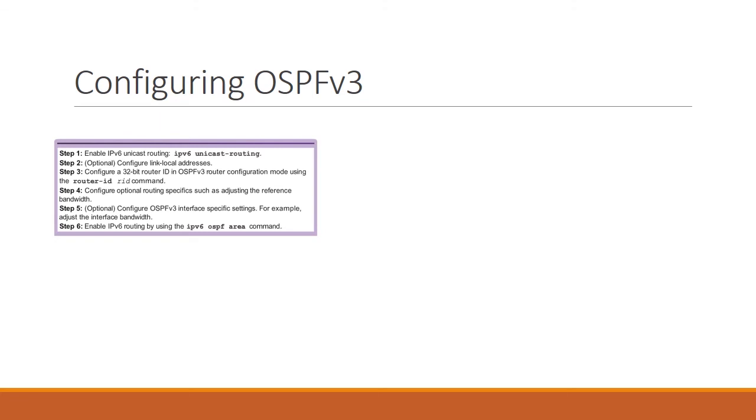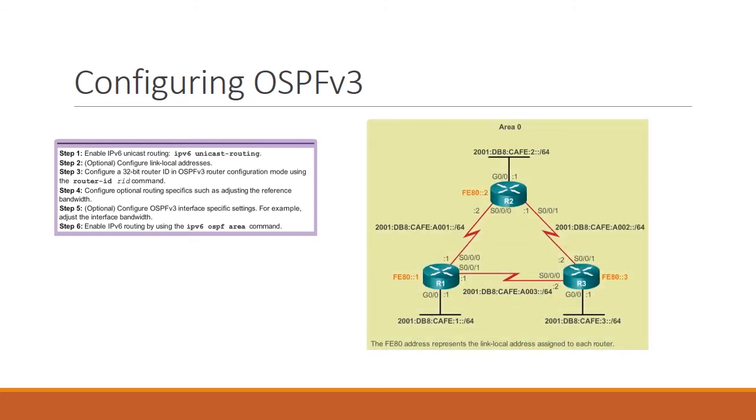To explain a little bit better, we're going to use the next topology. In this topology, the routers do not have IPv4 configuration. But if the network has IPv4 and IPv6 configuration, it is known as a dual stack network. This means it allows OSPFv2 and OSPFv3.